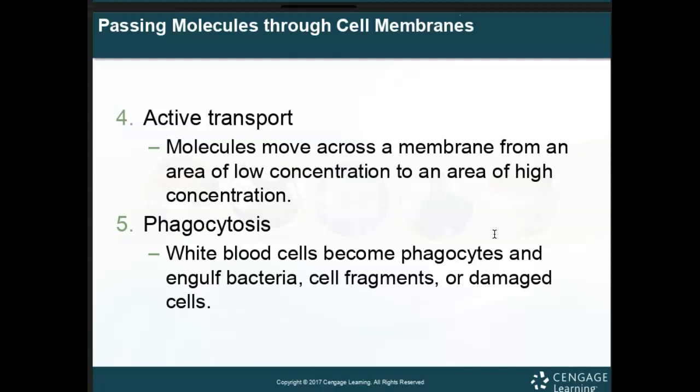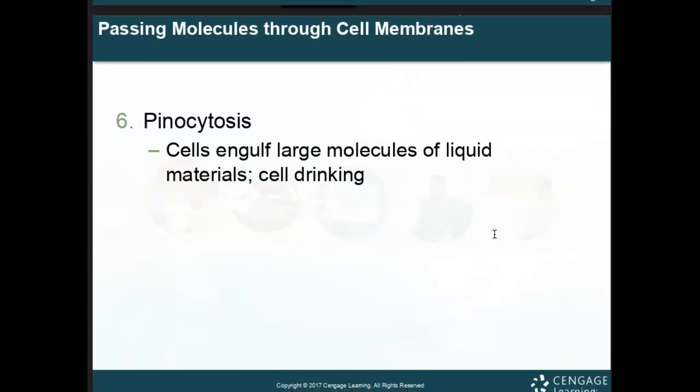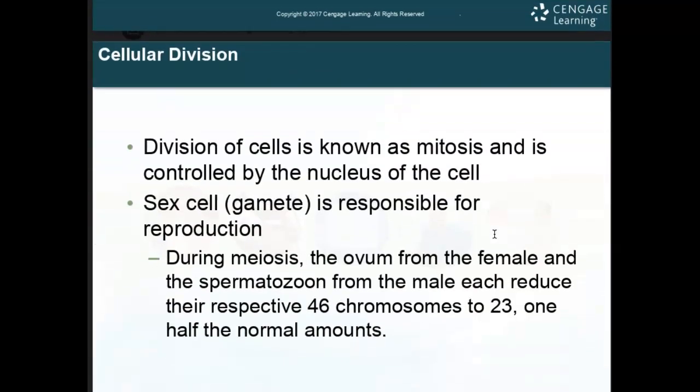Active transport is where molecules move across a membrane from an area of low concentration to an area of high concentration. Phagocytosis is where white blood cells become phagocytes and engulf bacteria, cell fragments, or damaged cells. The medical term phago, P-H-A-G-O, actually means to eat. And then pinocytosis, cells engulf large molecules of liquid material. It's called cell drinking. It's pretty interesting stuff.